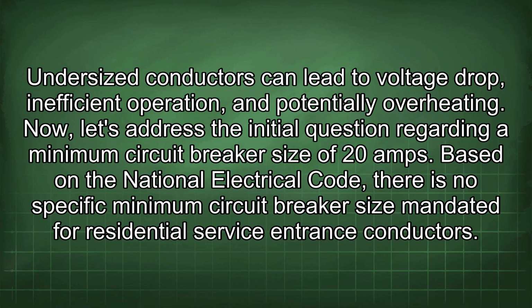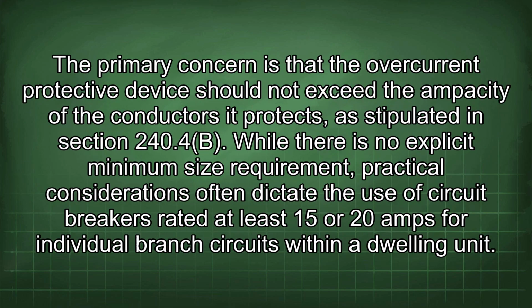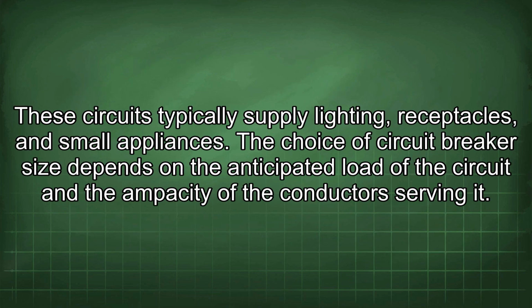Now let's address the initial question regarding a minimum circuit breaker size of 20 amps. Based on the National Electrical Code, there is no specific minimum circuit breaker size mandated for residential service entrance conductors. The primary concern is that the overcurrent protective device should not exceed the ampacity of the conductors it protects, as stipulated in Section 240.4(B). While there is no explicit minimum size requirement, practical considerations often dictate the use of circuit breakers rated at least 15 or 20 amps for individual branch circuits within a dwelling unit. These circuits typically supply lighting, receptacles, and small appliances. The choice of circuit breaker size depends on the anticipated load of the circuit and the ampacity of the conductors serving it.